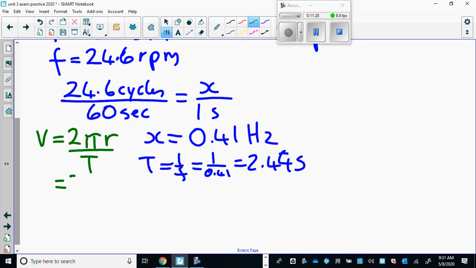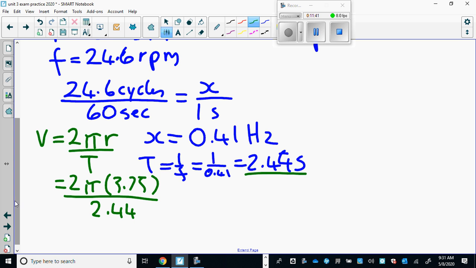So that's just going to be 2 times pi. What was the radius? 3.75. And there's our period, 2.44. 2 times pi times 3.75 divided by 2.44 equals, our velocity is 9.66 meters per second. And once we've calculated the velocity, we can go back up to here.